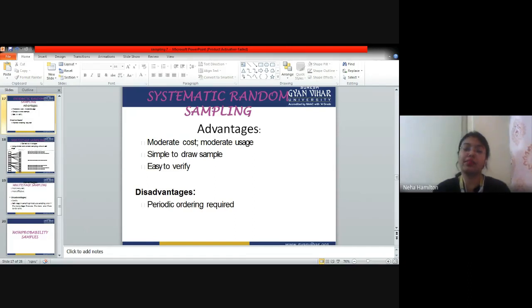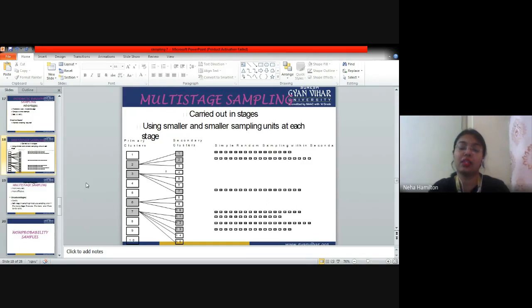Now what are the disadvantages? Periodic ordering is required. How periodic ordering is required? That means, okay, so the thing is that it is not needed. Periodic ordering is required in stratified random sampling.